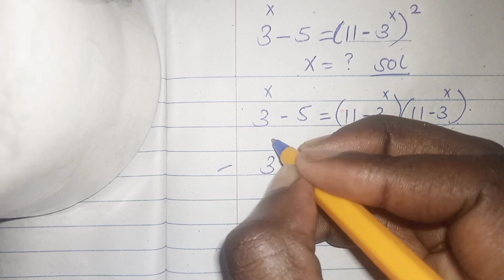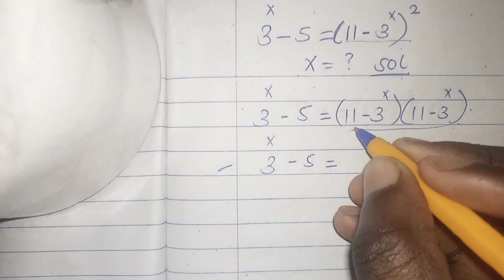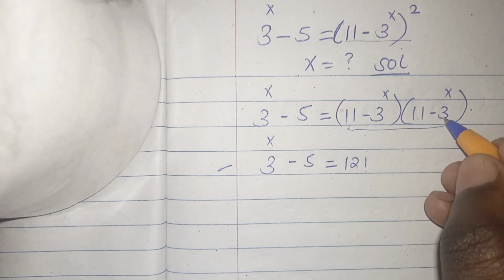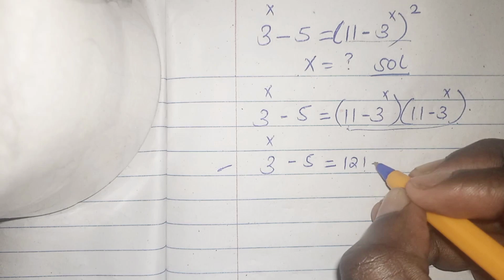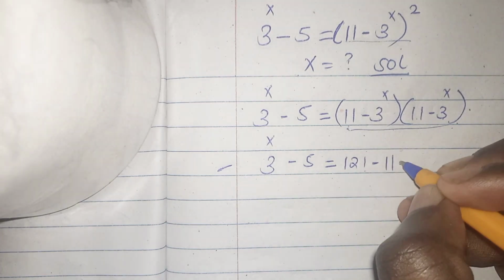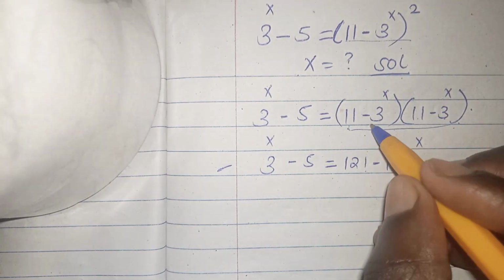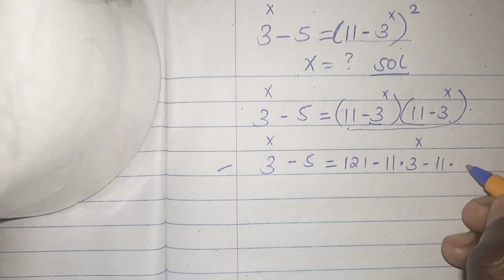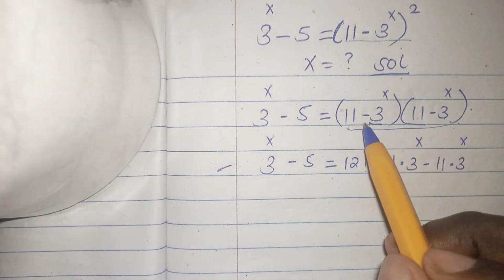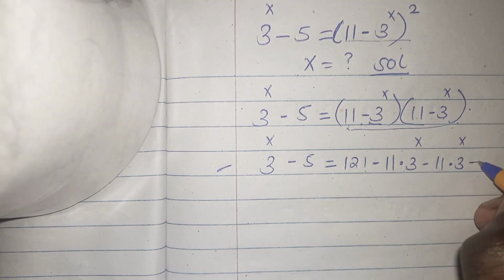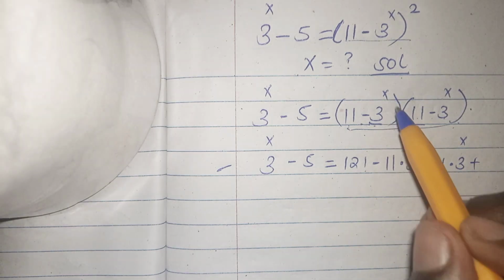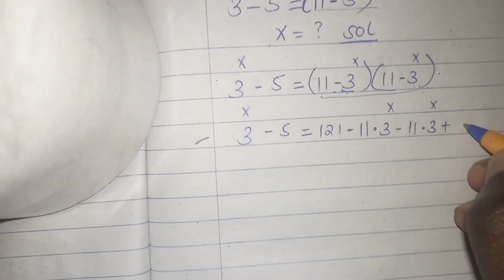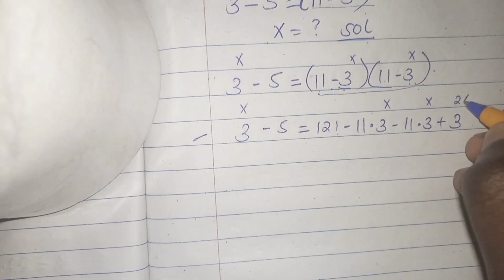Therefore, 3^x - 5 = 11 times 11, this is 121. 11 times negative 3^x, this is minus 11 times 3^x. Then this times this, we shall then have minus 11 times 3^x. We then have negative times negative, so this becomes positive 3^x times 3^x, according to one law of indices, we shall then have 3^(2x).